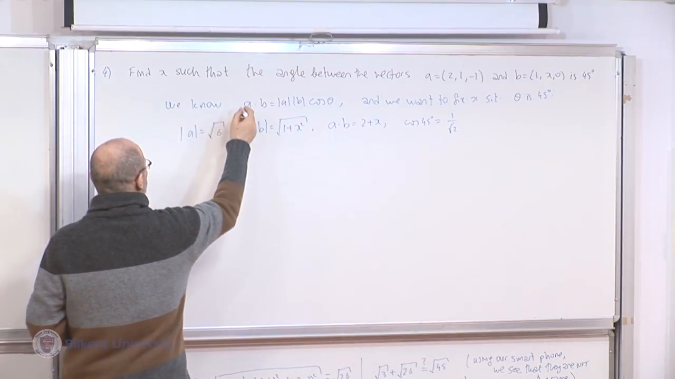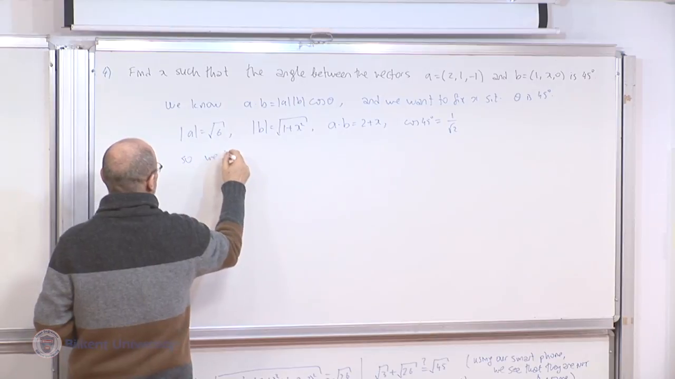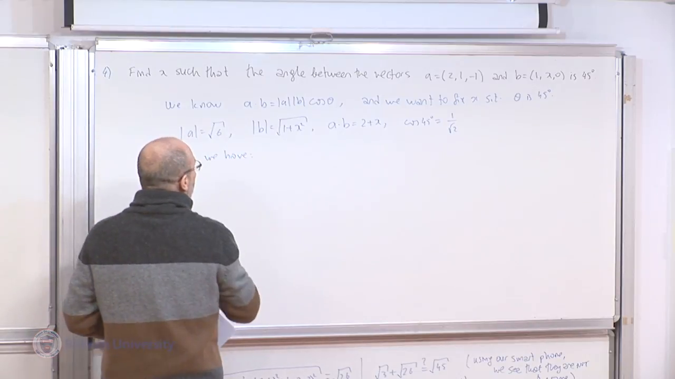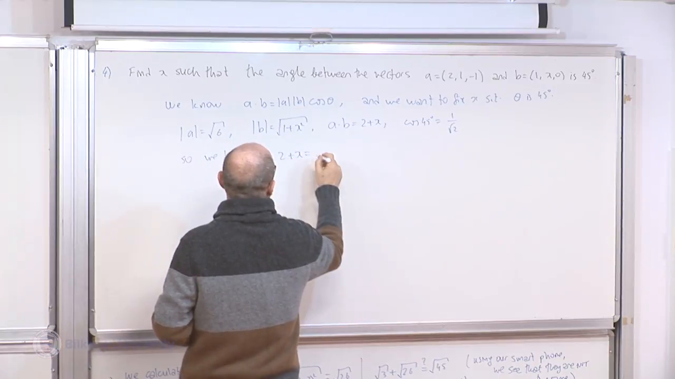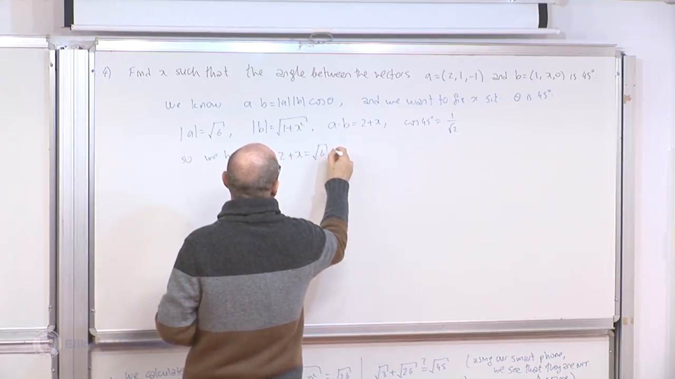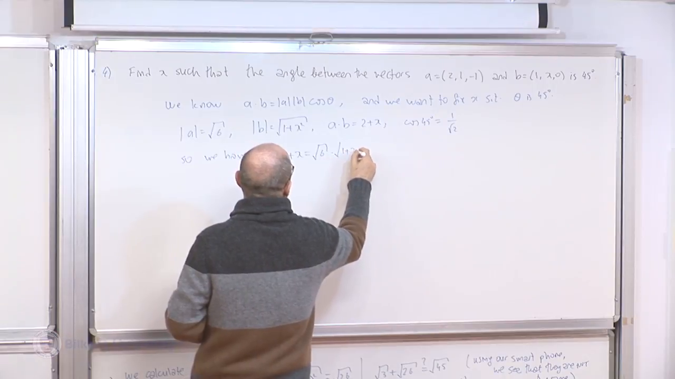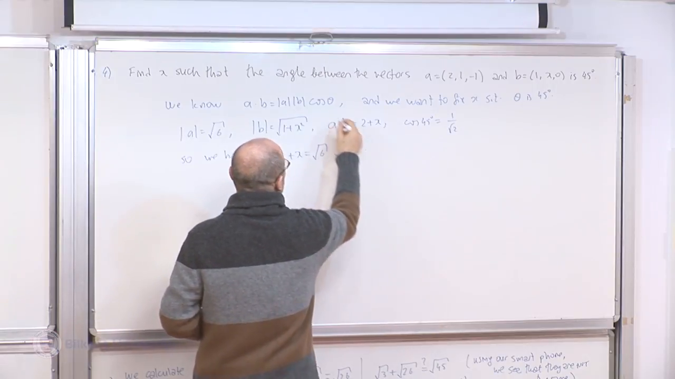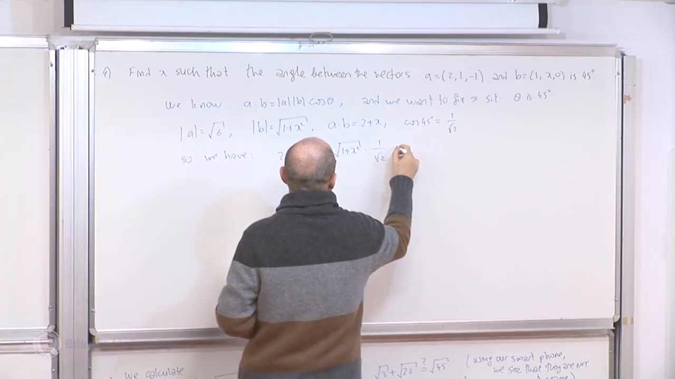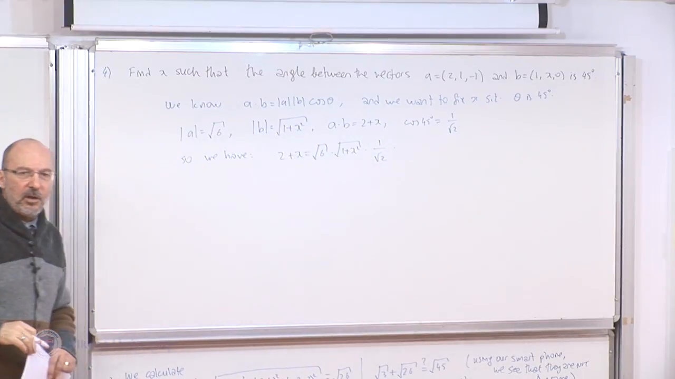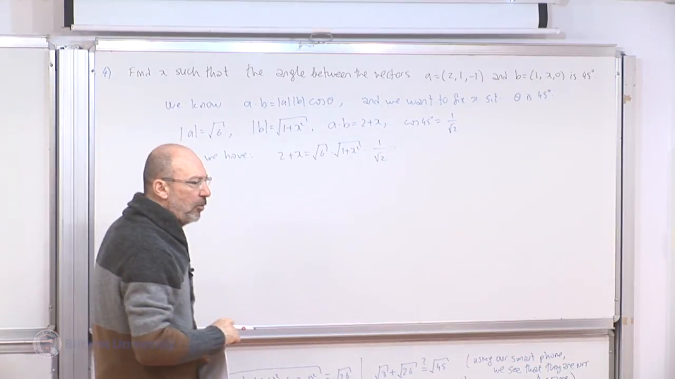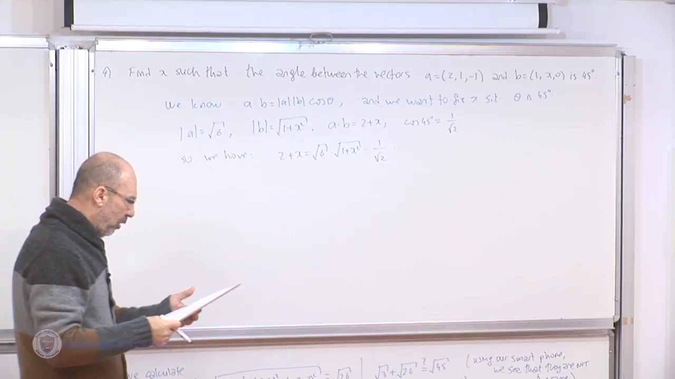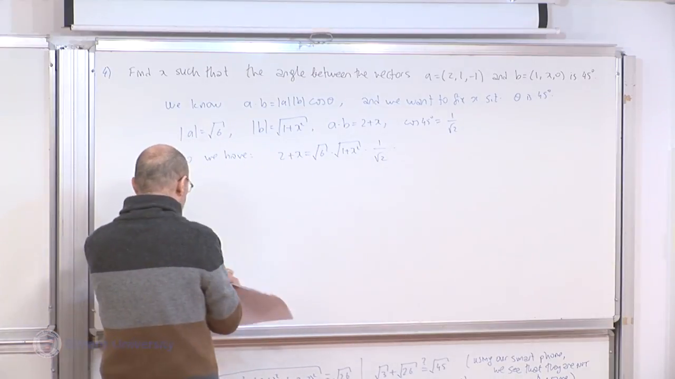So putting these things in, 2 plus x is equal to square root 6, times square root of 1 plus x squared, times cosine theta, which is 1 over square root 2. Okay, so we have one equation in one unknown. If we are lucky, we can solve it. Since it will involve squares, we will be able to solve it.